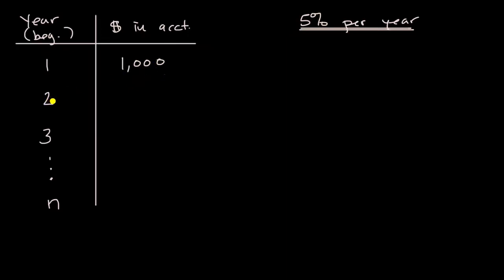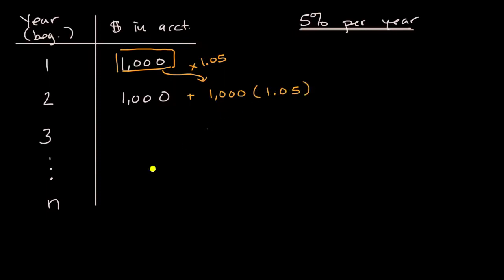But then what happens in year 2? I'm going to deposit $1,000, and then the original $1,000 that I put at the beginning of year 1 is now grown by 5%. Growing by 5% is the same thing as multiplying by 1.05. So this is now going to be plus $1,000 times 1.05. Fairly straightforward.